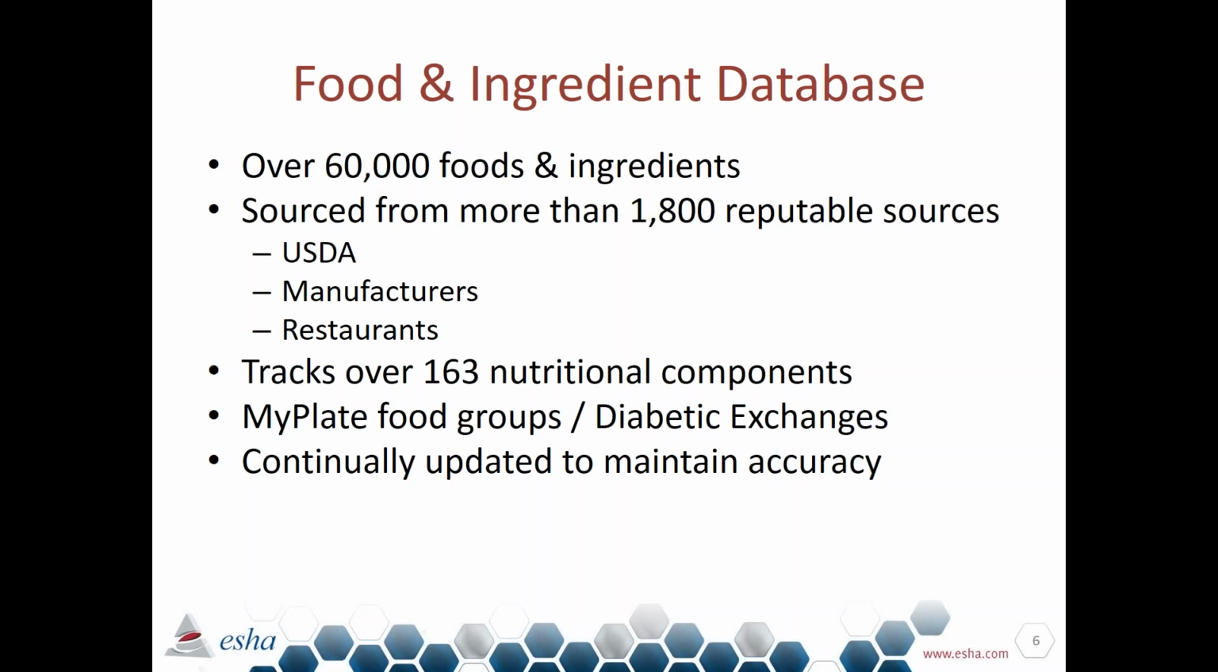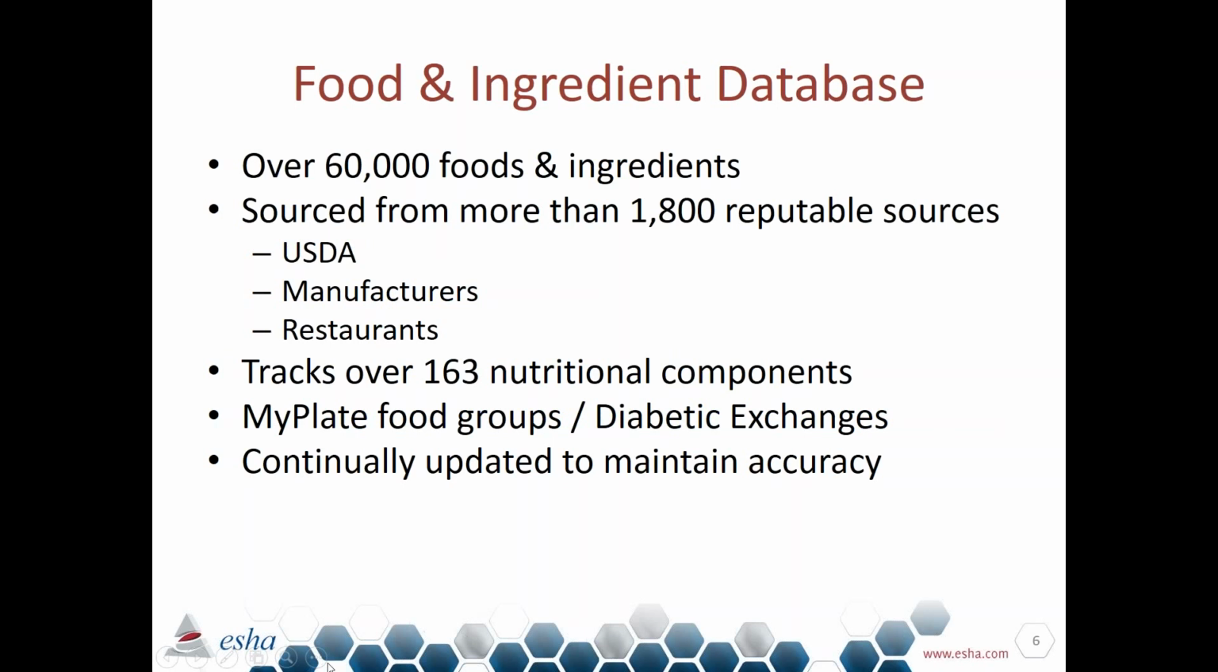The database itself is comprised of over 60,000 items taken from more than 1,800 reputable sources, including USDA, manufacturers, restaurants, suggestions from our customers, and trends that we see in the industry. Currently, Genesis tracks over 163 nutritional components that can be expanded by yourself. It also encompasses My Plate food groups and diabetic exchanges, and we are continually updating the database for accuracy as well as compliancy.